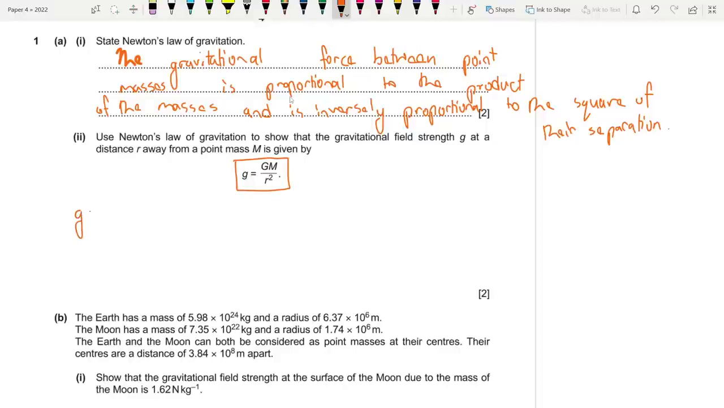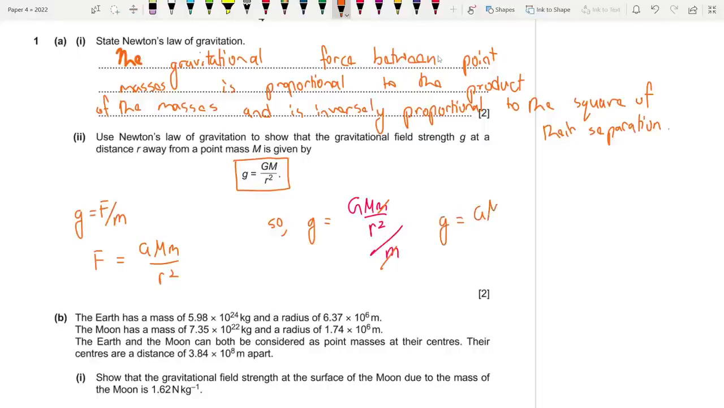So we know that gravitational field strength is force per unit mass, and we also know that the gravitational force is equal to GMm by r square, don't we? So we can say that g is equal to, I'm substituting instead of F, GMm by r square, right, divided by m. So we can get rid of the m's and we end up with g is equal to GM by r square, shown. Okay, so that's all. So I've basically substituted this over here, right?